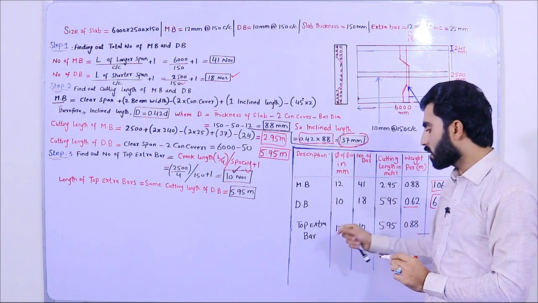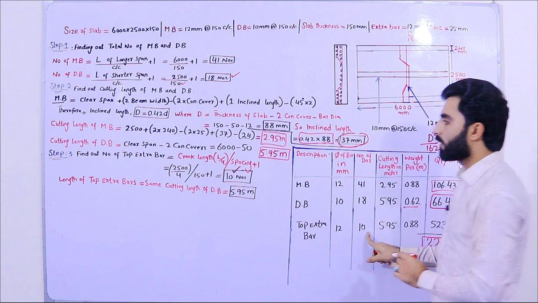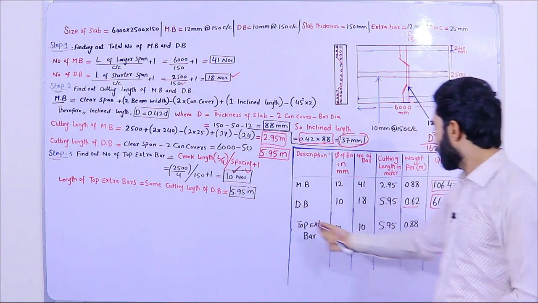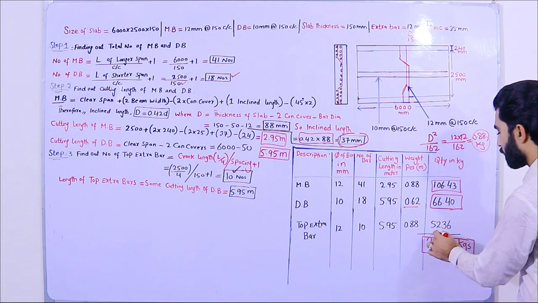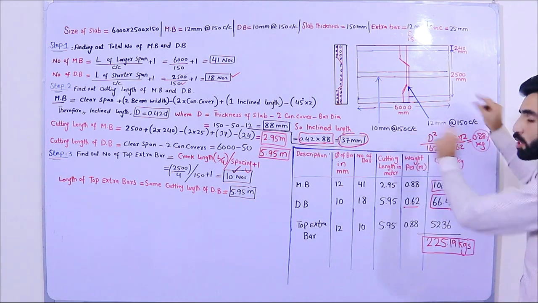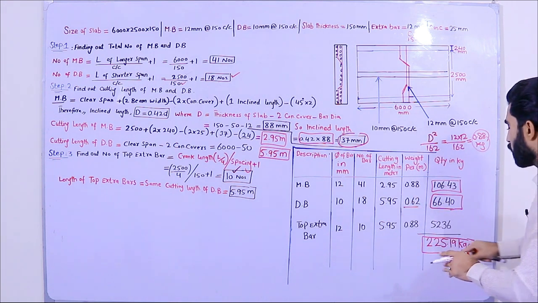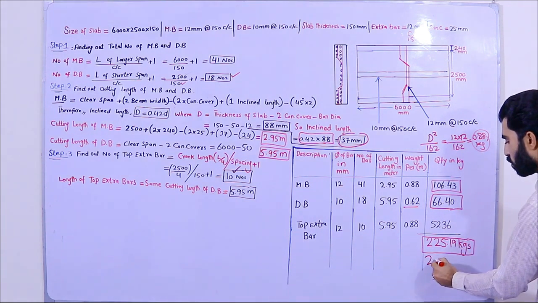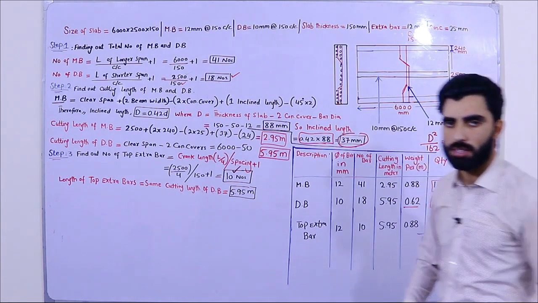Therefore top extra bars dia is 12 millimeter, as I told you before here. Numbers we have 10, the length is same like distribution 5.95, weight is per meter 0.88, so the total weight is 52.36 kg. So the total weight of steel required to cover this one-way slab with extra bars, distribution bars, crank bar, anything as I discussed before, so we required 225.19 kg. So you can say 226 kg steel is required to cover this RCC slab, one-way slab.